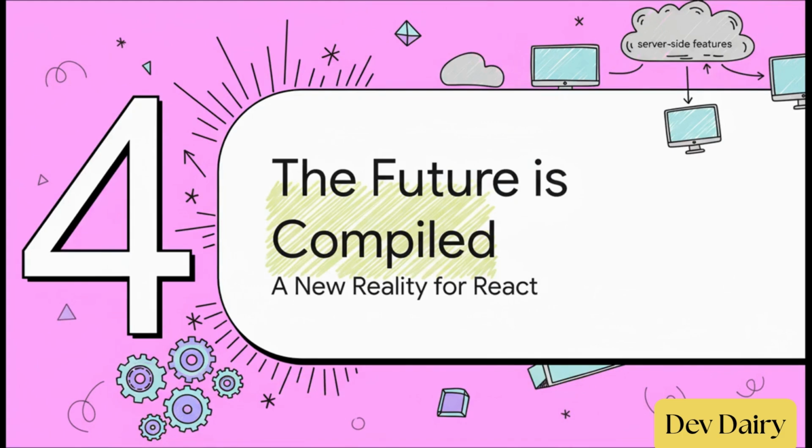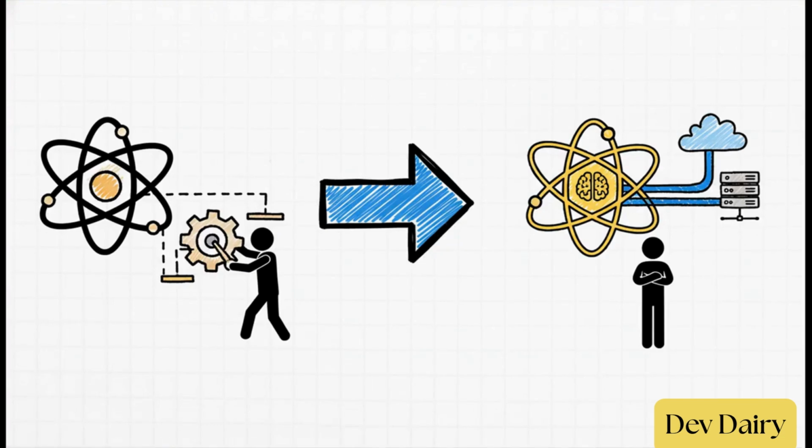So let's pull back for a second and look at the really big picture here. What does all of this add up to? What is this new reality for React? Here's the bottom line. This is not just another version bump. This is React evolving. It's moving from a library that you have to constantly tune by hand to a smart, automated platform that just works. It's becoming more server-aware, more integrated, and really a more holistic framework for building modern web applications.